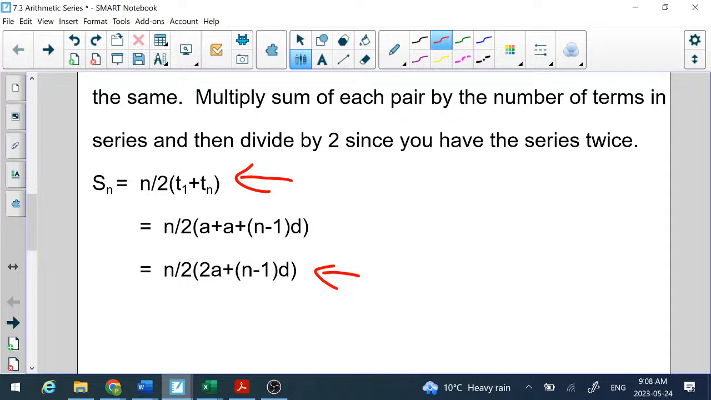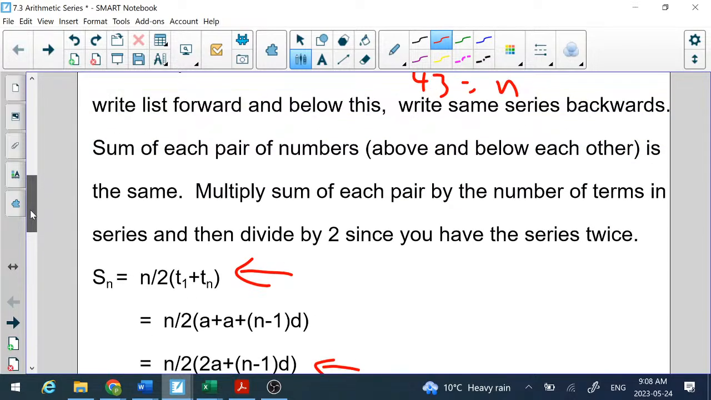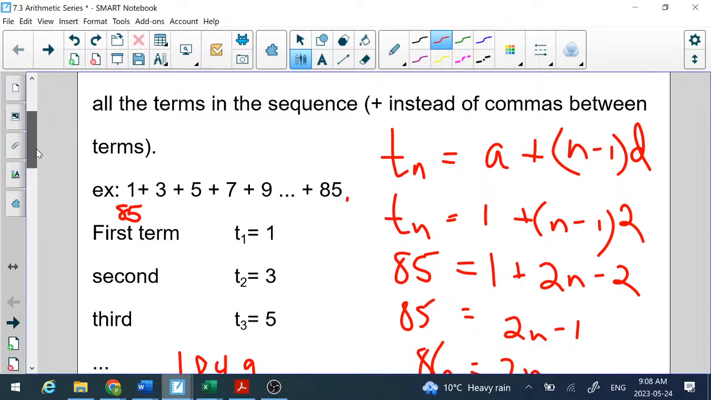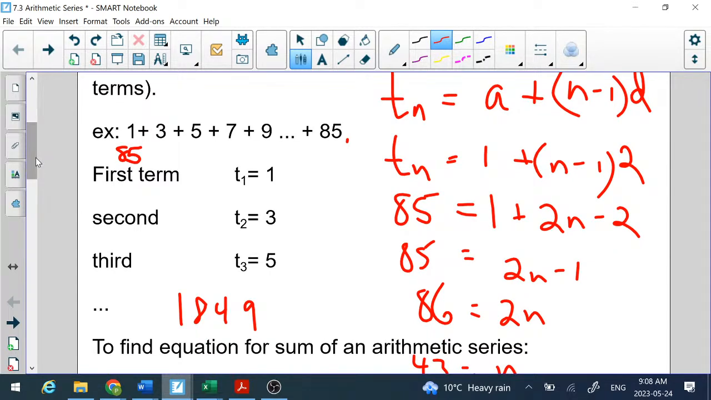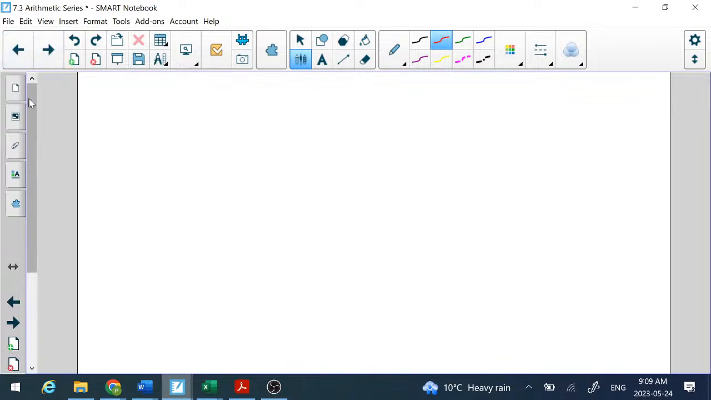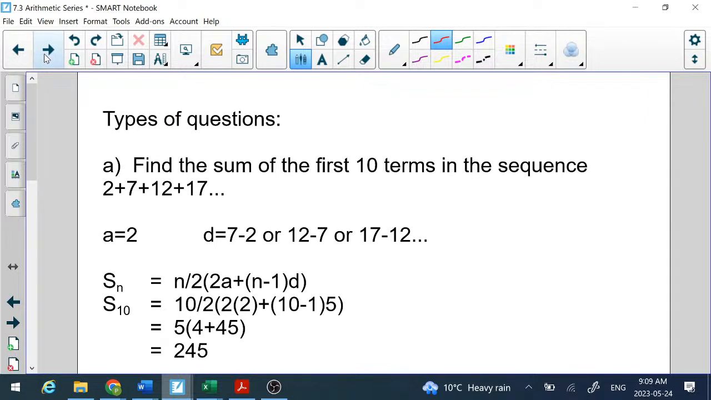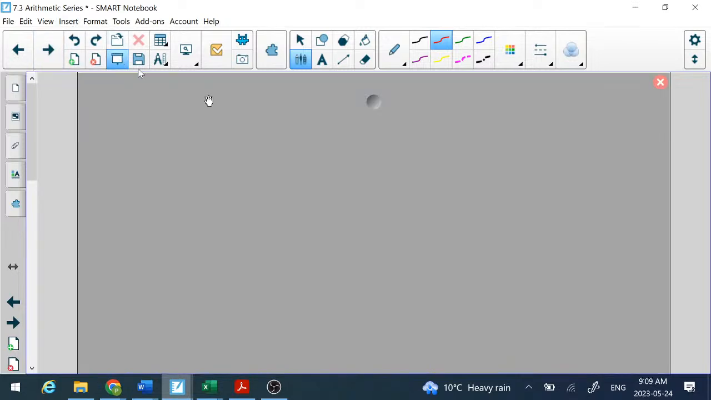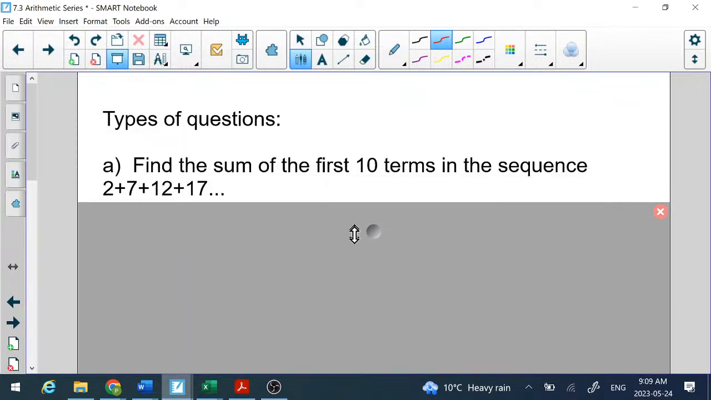Slick? So that's basically it for today. So now you're able to find the sum of an arithmetic series. And like I said, this one here ends up being 1849. Ready to try one on your own? Let me see what we got here. Let me hide this.